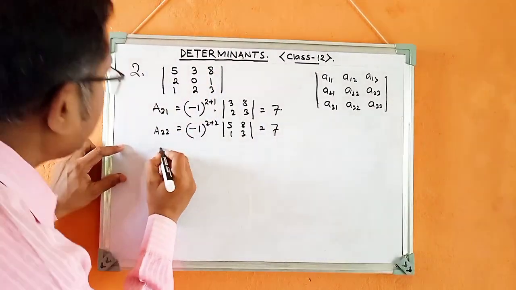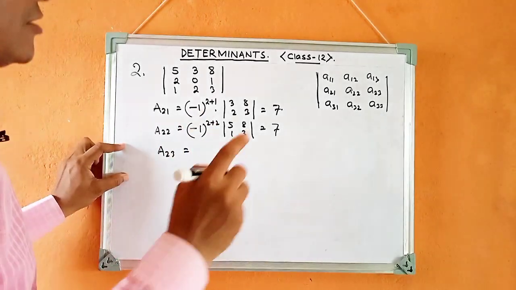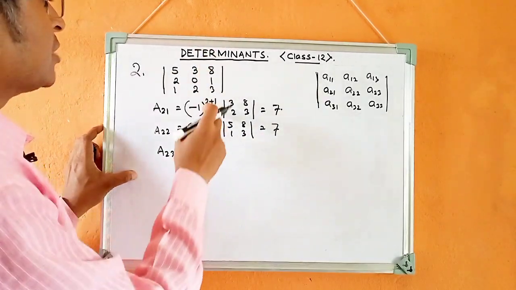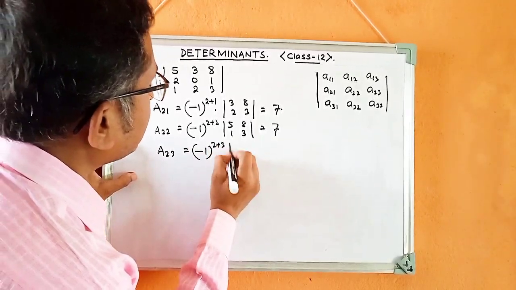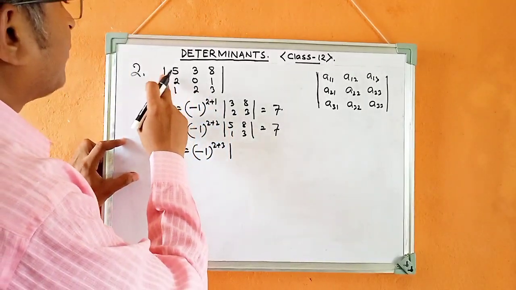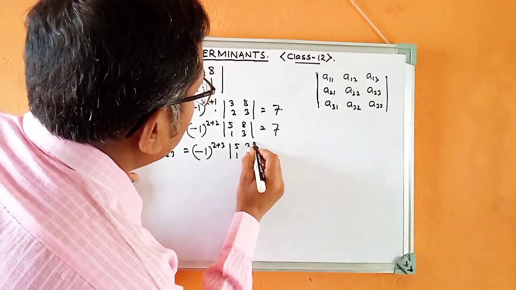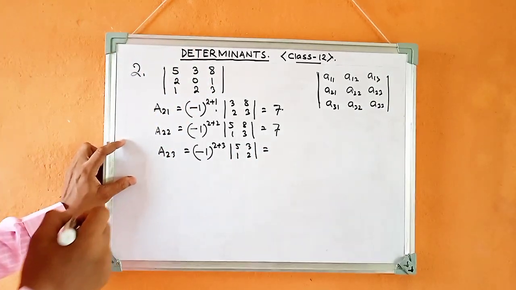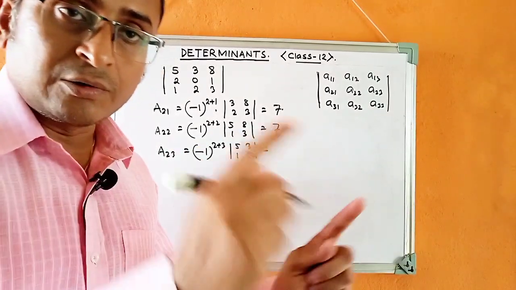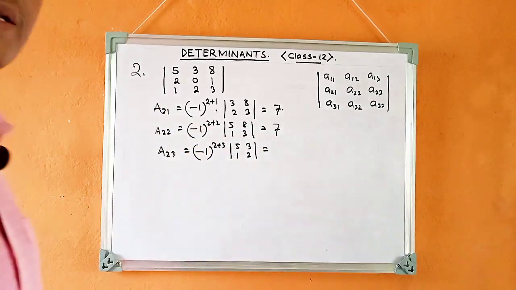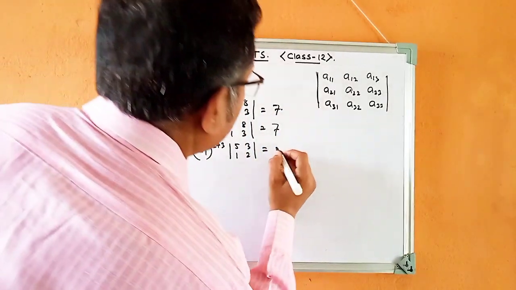Now capital A23 means second row, third column, so eliminating the second row and third column, we get minus 1 whole to the power 2 plus 3, then the determinant of 5 3 1 2. Now see, minus 1 whole to the power 2 plus 3, that is minus 1 to the power 5, which means minus. Here 5 times 2 is 10, minus 3, that is 7, so minus 7.